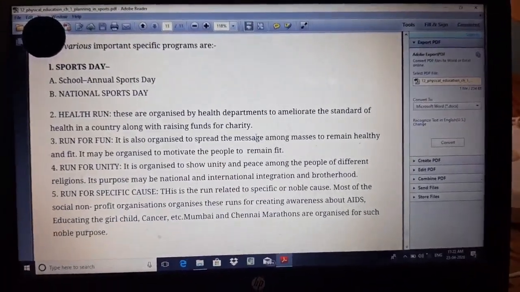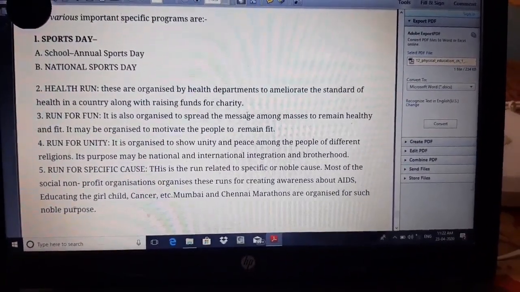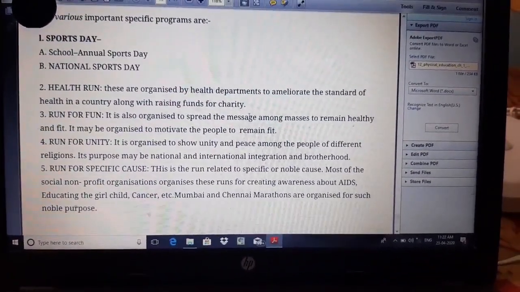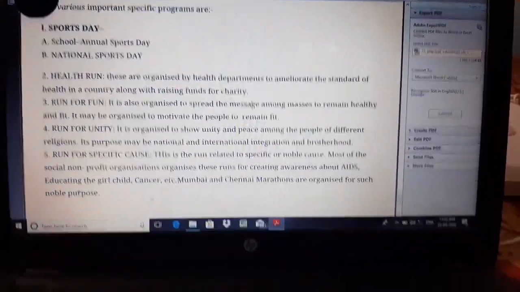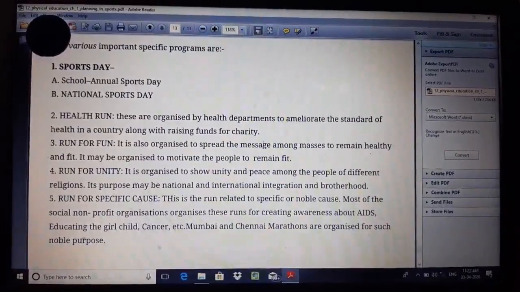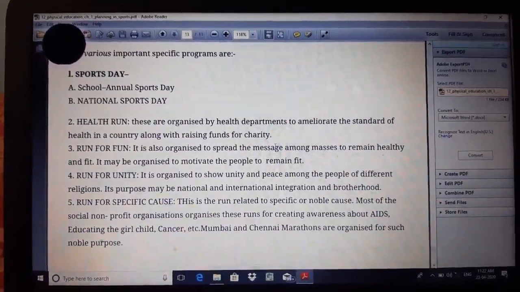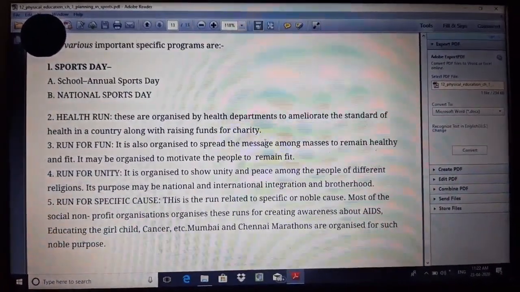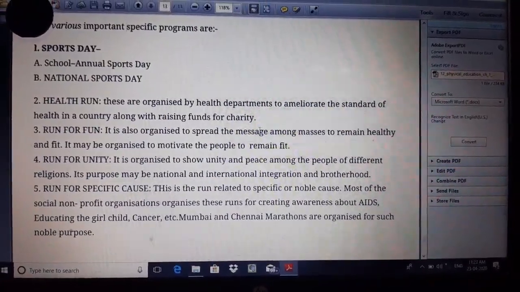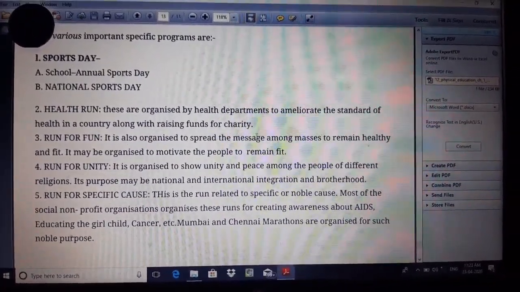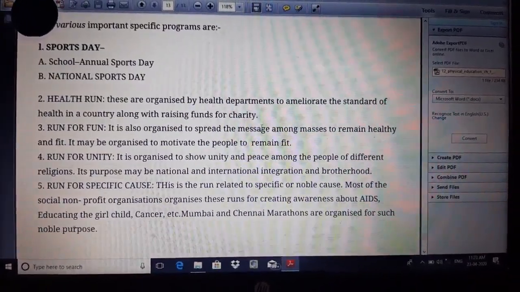Now, what are the various types of specific programs? In our school we have sports day, that is for the benefit of only our school. Others are not participating with us, so you are not going to get a job out of that one medal that you have won in our sports day. It's just for health benefit. It gives you health benefits, it's keeping you fit, that's all.